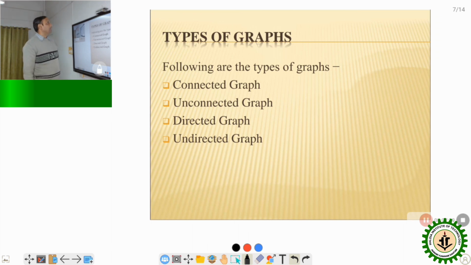These are the various types of graphs. The first one is connected graph, the second one is unconnected graph, the third one is directed graph, and the fourth one is undirected graph. One by one we'll see what each of them is.